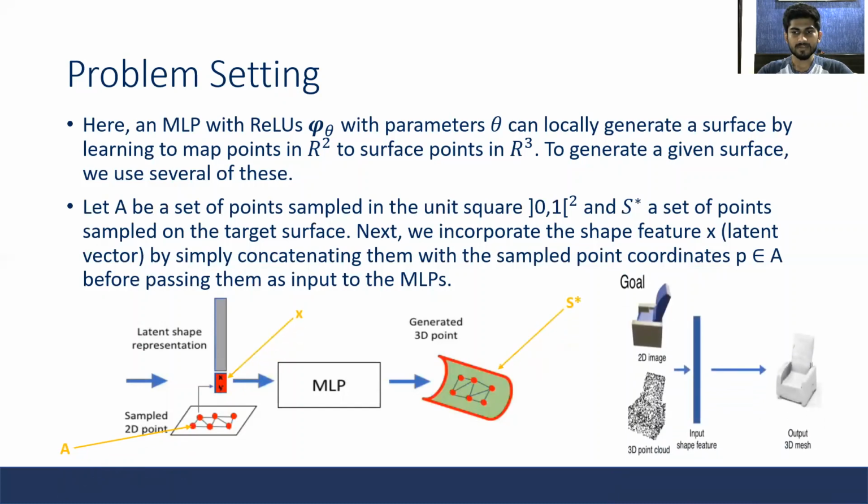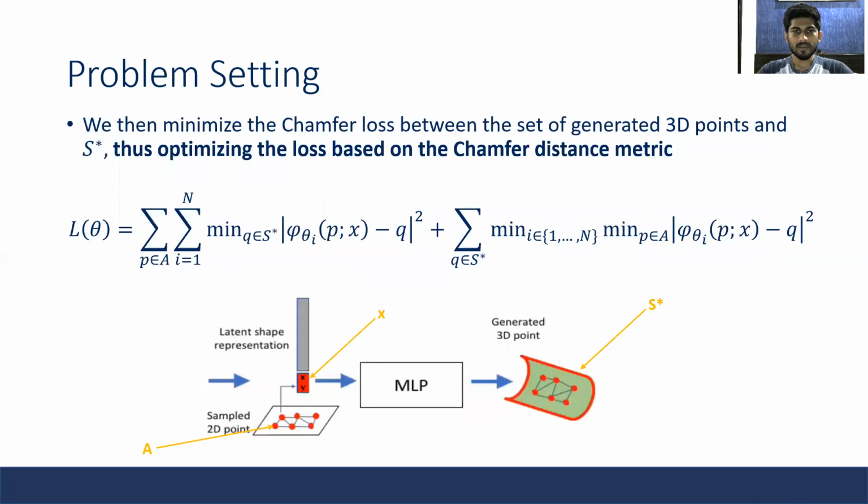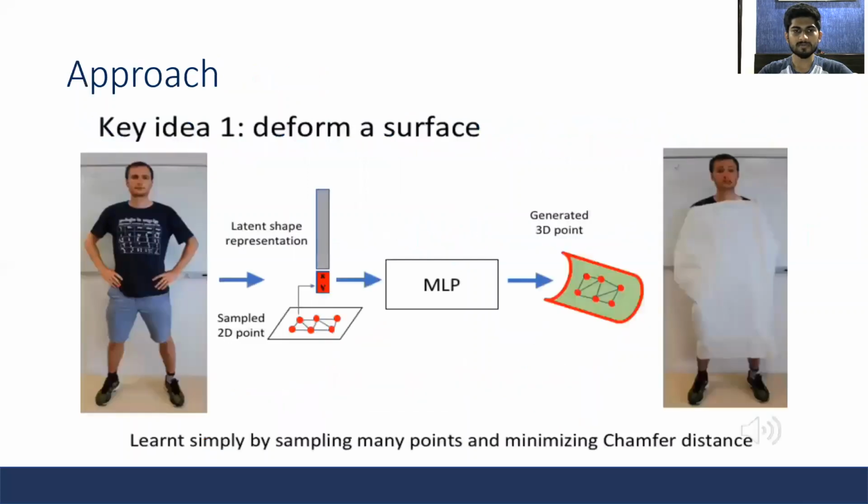And yeah, the goal is to produce a 3D mesh output. The way this works is by optimizing the chamfer distance metric, and the set of generated points in 3D space are compared with the original output during the training phase to optimize the parameters of the multilayer perceptron.